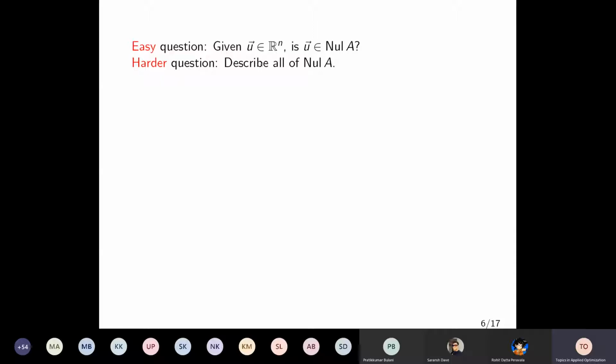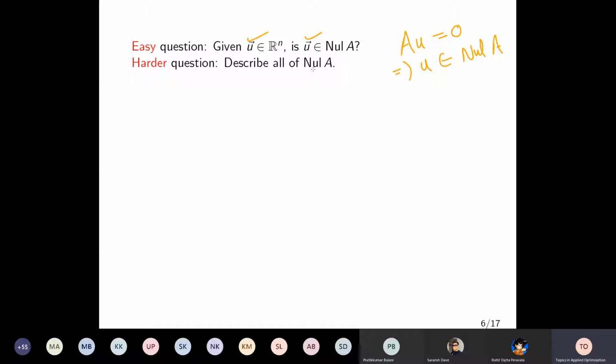Now another question is, given u in Rn, how do I know whether u is in the null space of A? We have to check. We plug in A times u, and if it is 0, then this implies u is in the null space.